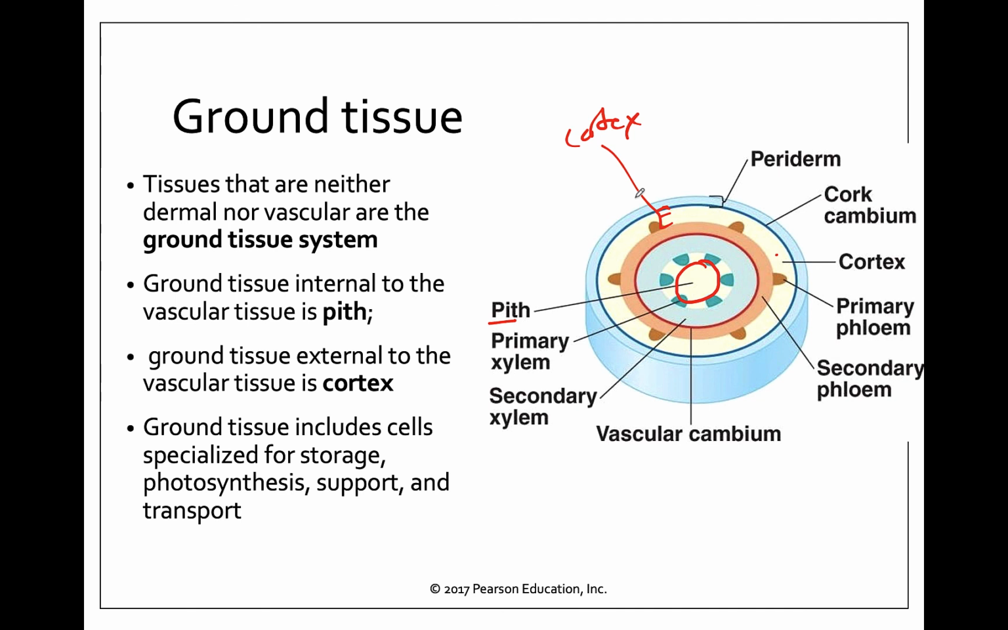These can be made for support, these can be made for storage, these can do photosynthesis. We have a lot of ground tissue in the leaves called mesophyll that does photosynthesis. Some of these can also do transport, but xylem and phloem, the vascular systems, are the main transport system. But overall, the ground tissue is the most metabolically active tissue.